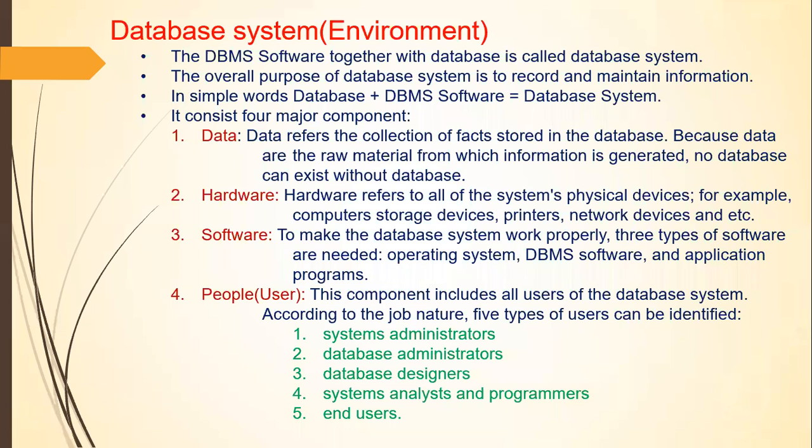In simple words, we can say database plus database software is equal to what? Database system. That is, the combination of these two things can be considered as a complete database system. Now here the database system can have four major components. Which are those four major components? The first one is nothing but the data.